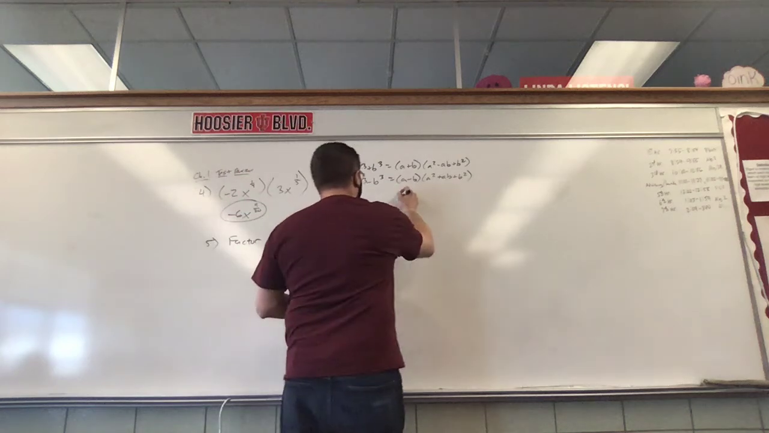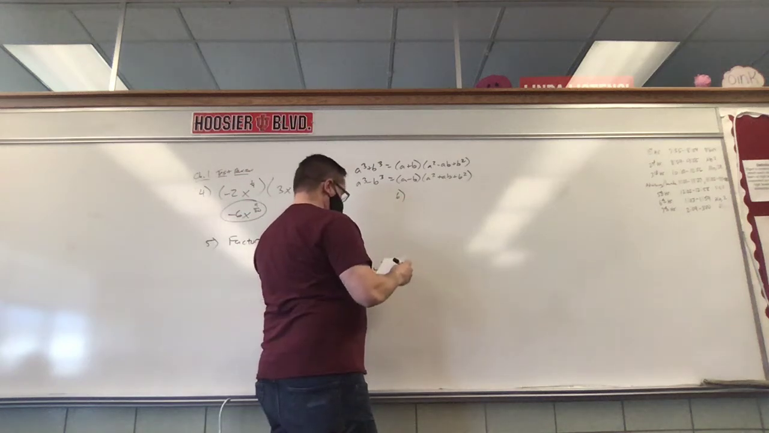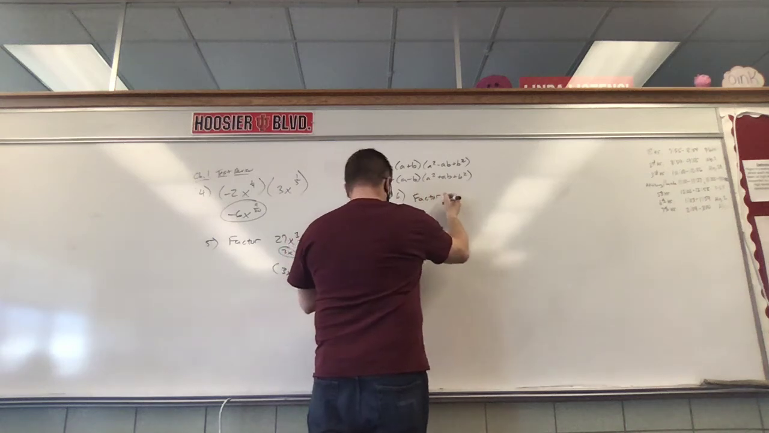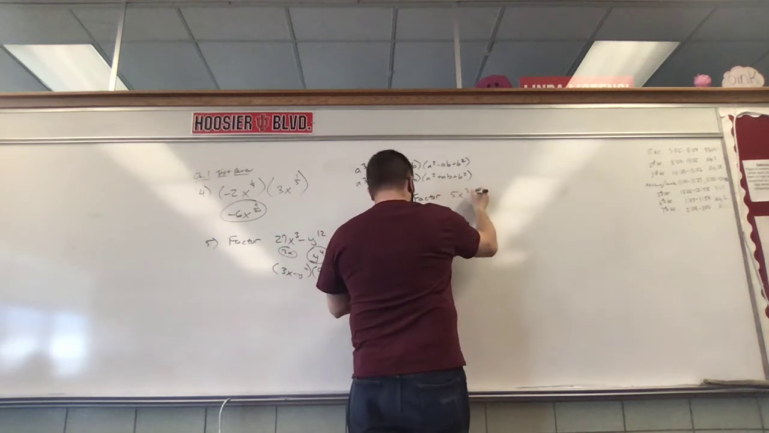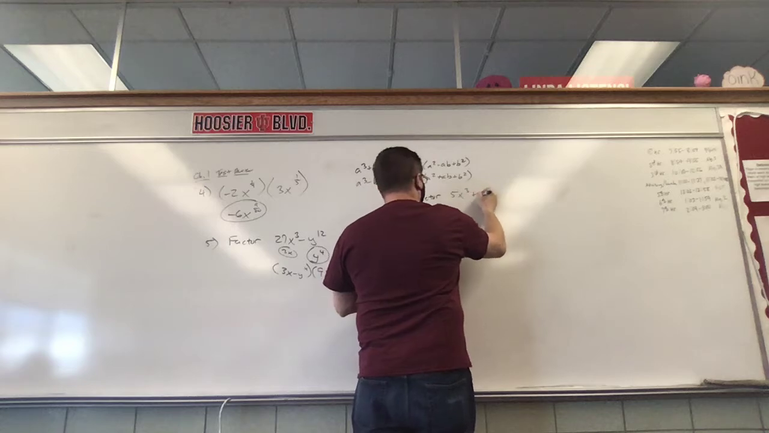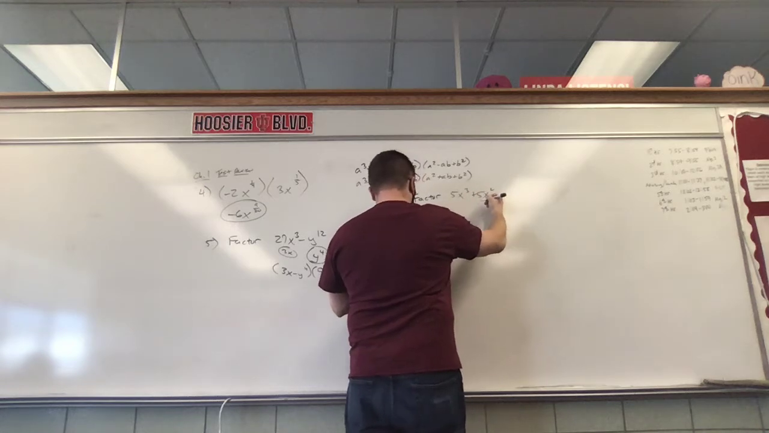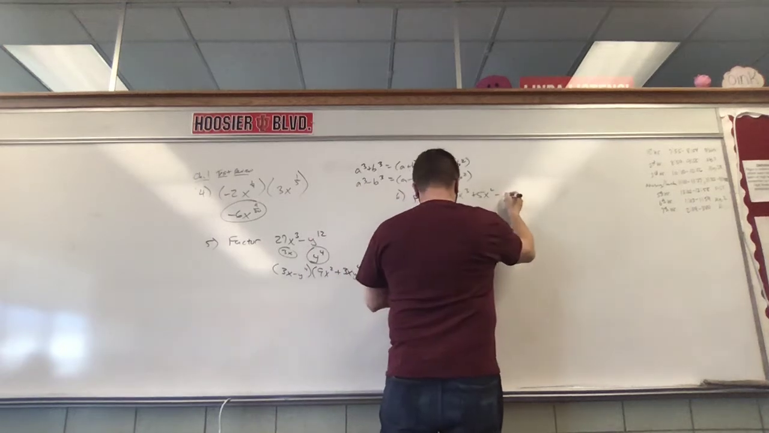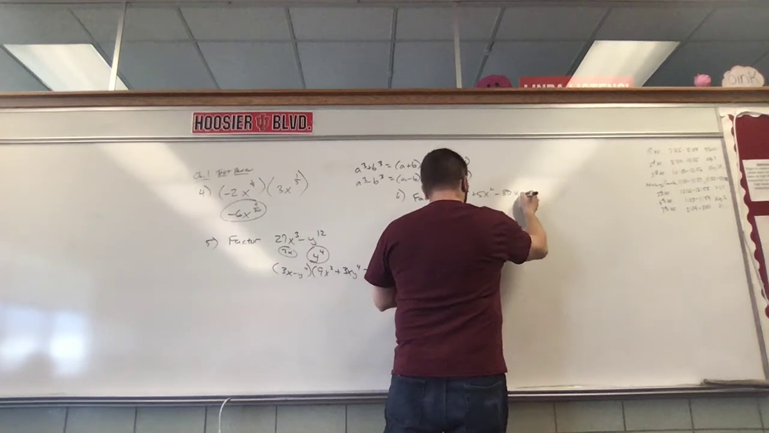Okay, 6. Okay, how about this one? Factor again: 5x^3 + 5x^2 - 80x - 80.